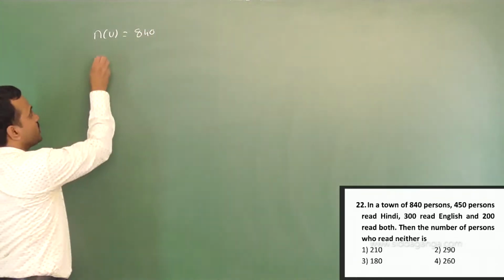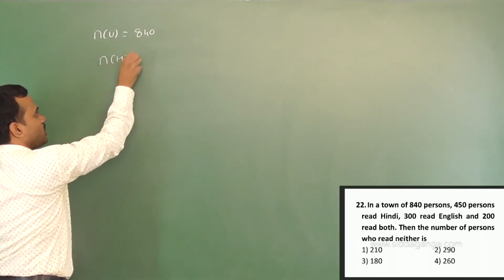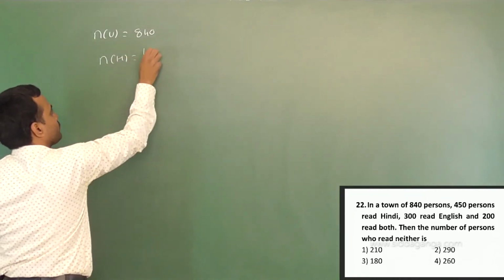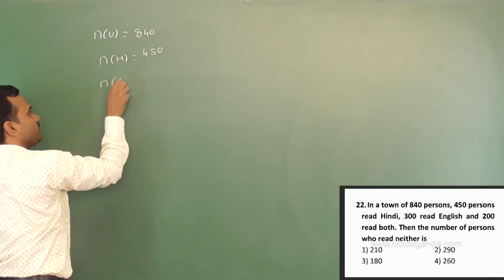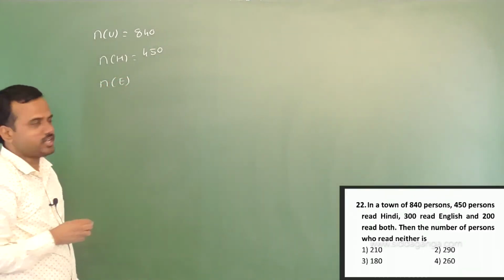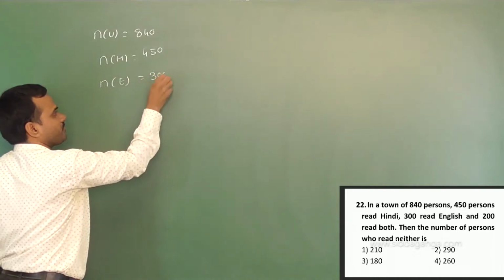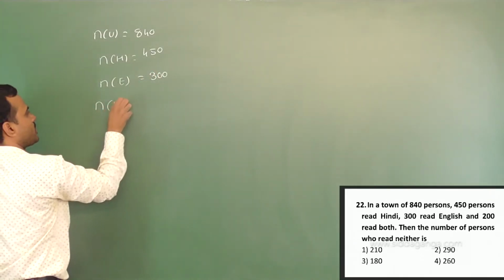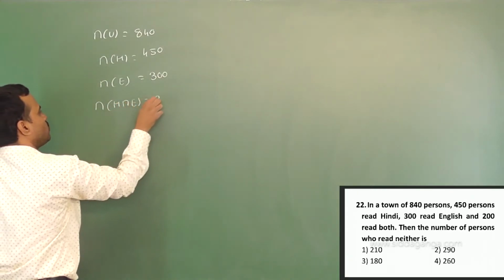Then the number of persons who read Hindi, I can represent by H. n of H is 450. n of E, the persons who read English, is 300. Then 200 read both, which means n of H intersection E is 200.